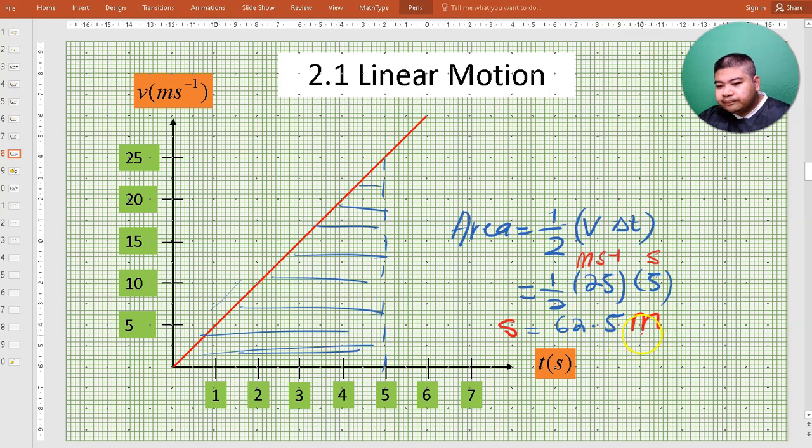I'm going to ask you to do one question here. Let's say the question asks you to find the displacement during the interval from 2 seconds to 5 seconds. What would be the displacement of the object during the interval from 2 to 5 seconds? The clue is it is an area of a trapezium. I leave that to you.